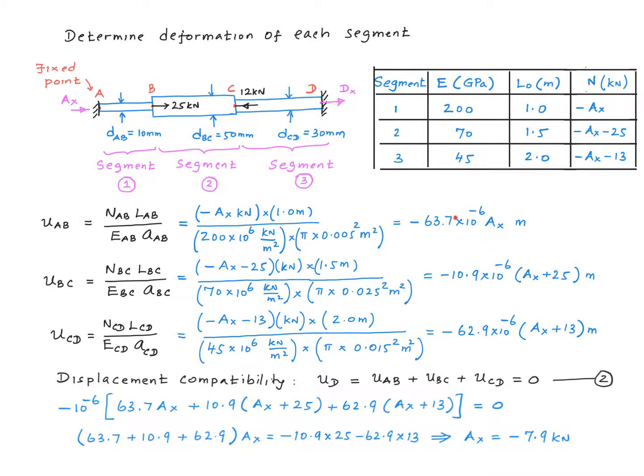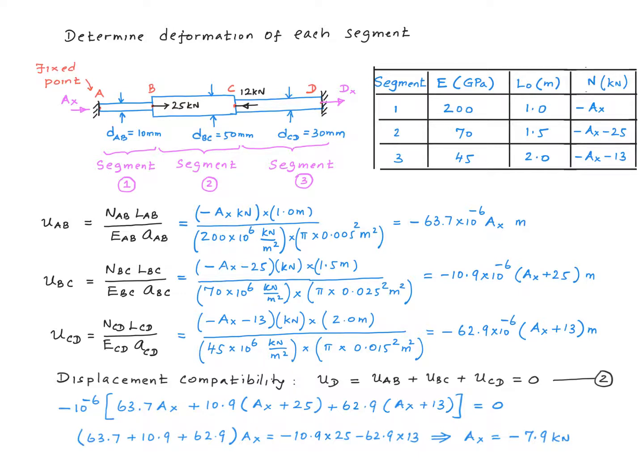There are two common things in each of these expressions. The sign is negative in each of these cases, and there's a factor of 10 to the minus 6 in each term. So I factored them out, and then inside the bracket we have 63.7 times AX from the first deformation, UAB, and then here we have 10.9 times AX plus 25, and here we have 62.9 times AX plus 13. Alright, so we simplify this, we get a value of minus 7.9 kilonewton for AX.